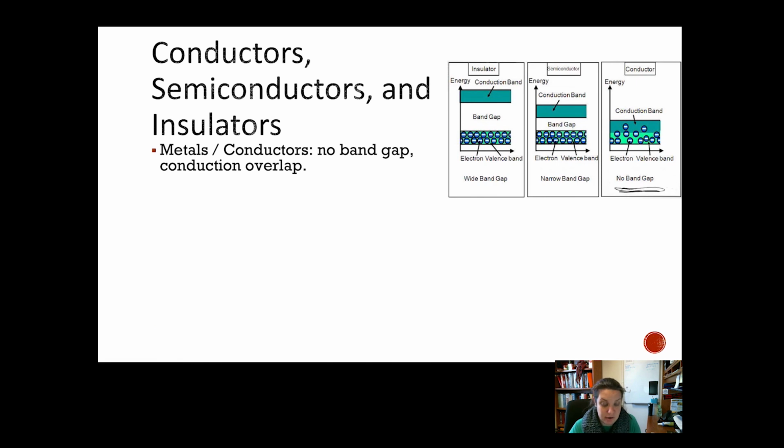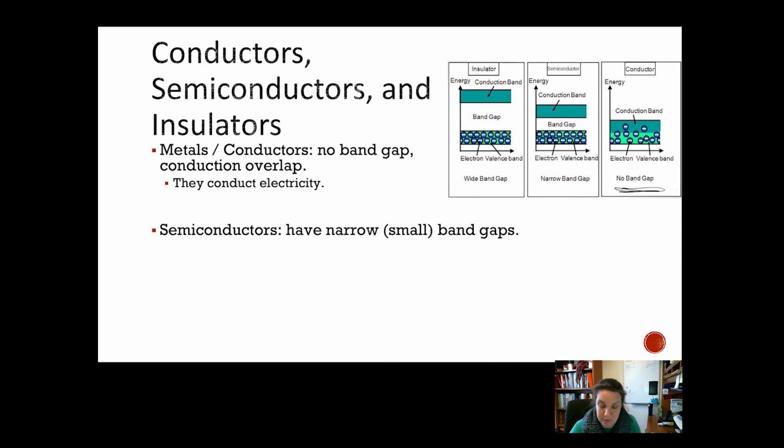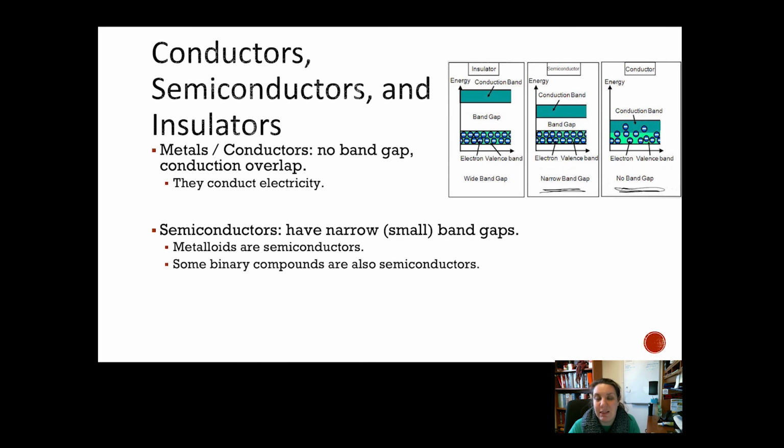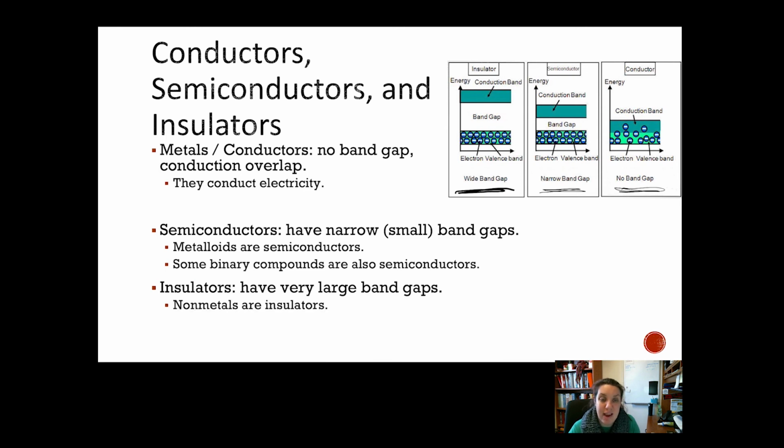So they conduct electricity. A semiconductor has a small band gap. So this is a small band gap. Semiconductor material right here. These are metalloids and then some binary compounds, and these are able to conduct electrons by adding a little bit of energy in there. Then we have our insulator, which is a large band gap material. Nonmetals are considered insulators, and most ionic compounds are going to be considered insulators in the solid state.